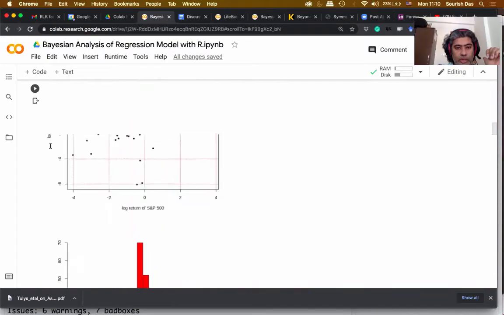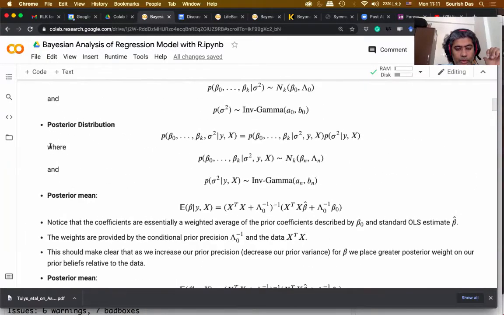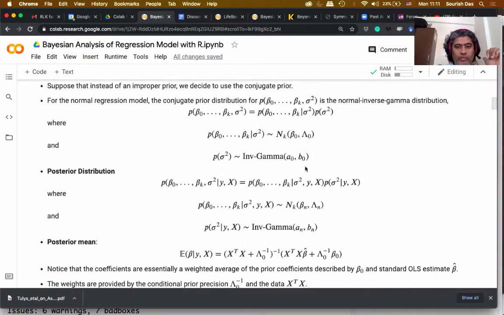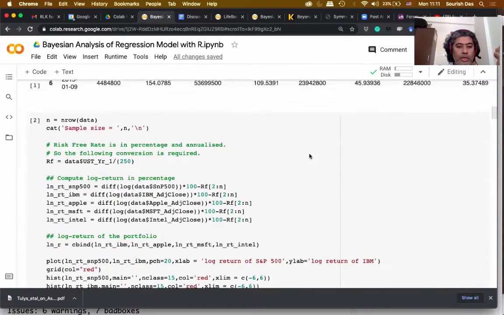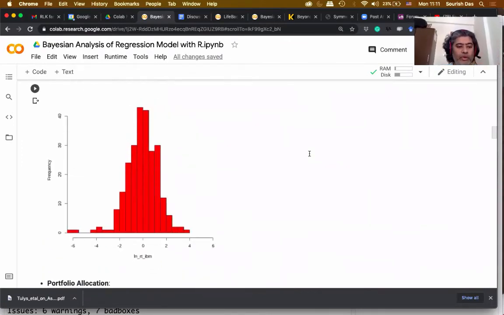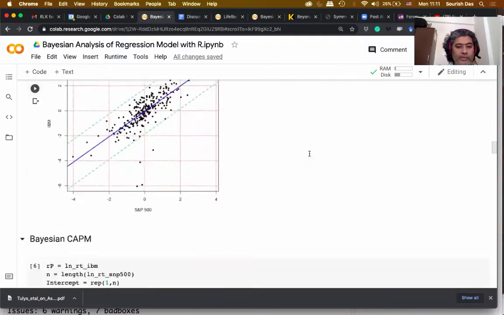distribution, I think, right? If we go up, yeah. So here we are assuming inverse gamma A0 B0. This A0 B0 we have taken 0.1 0.1 kind of thing. So that kind of creates a very weak flat prior with a very large variance.